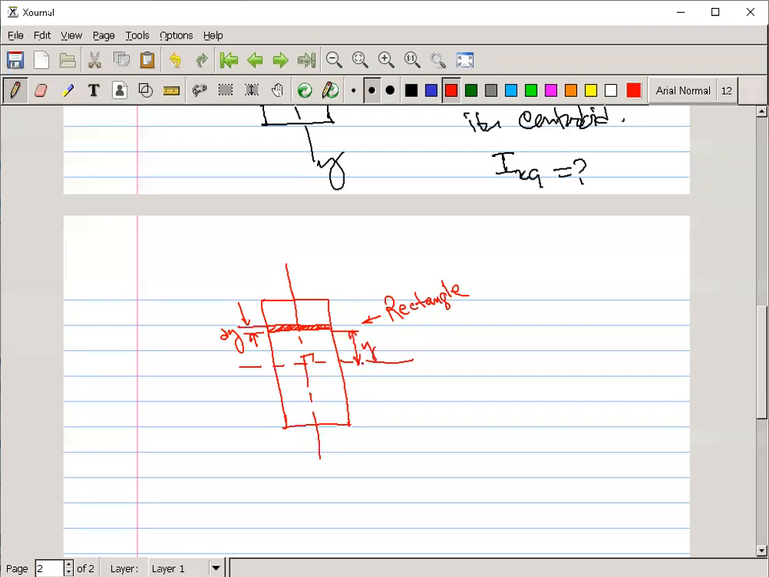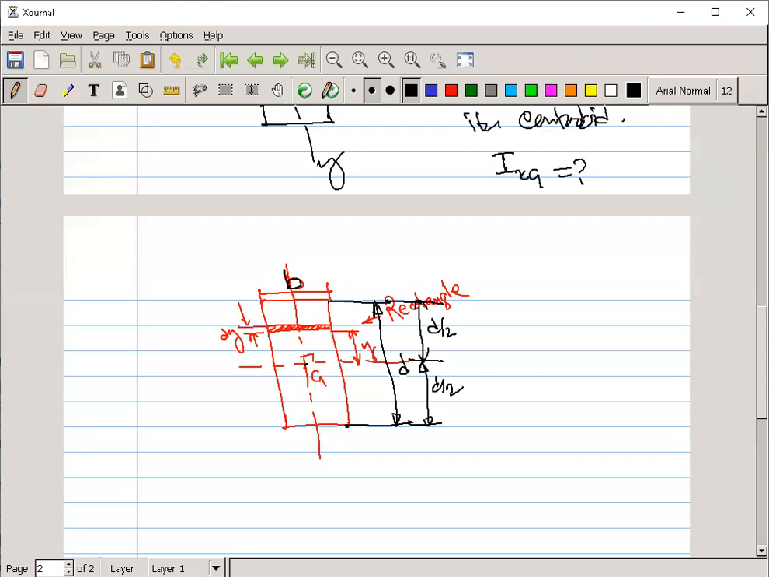And this distance is taken as y, and this is your centroid, so we can identify this as G. And this rectangle has a width of b and a height of d. If it is the centroid, it means each portion is nothing but d by 2 and d by 2.